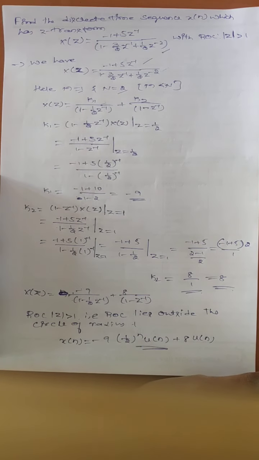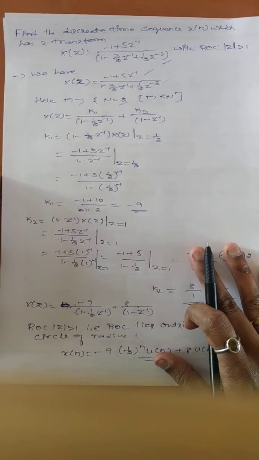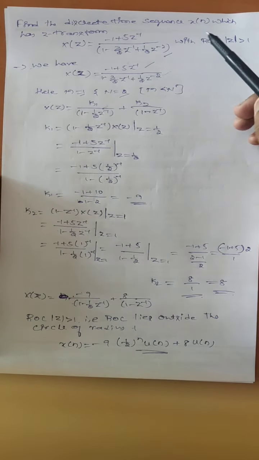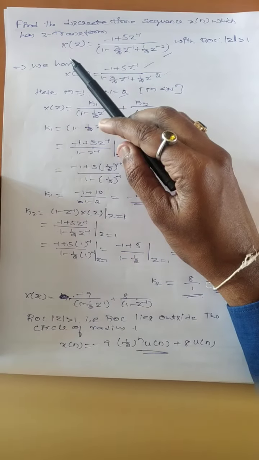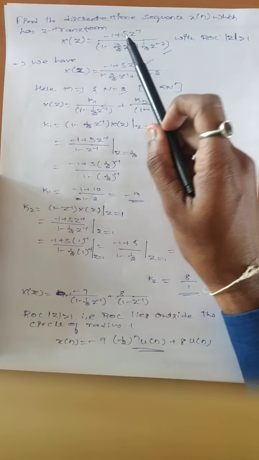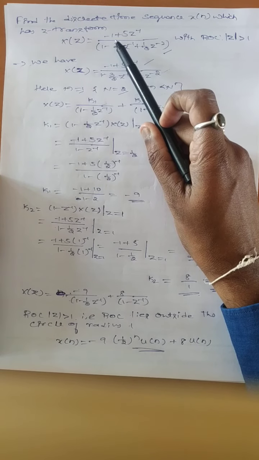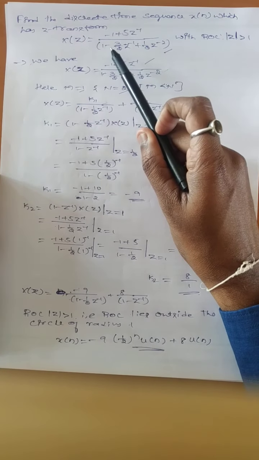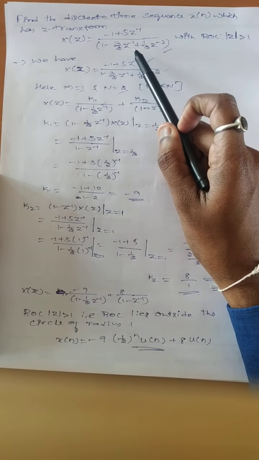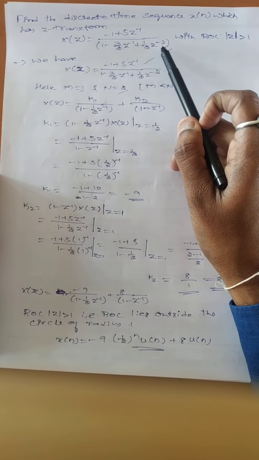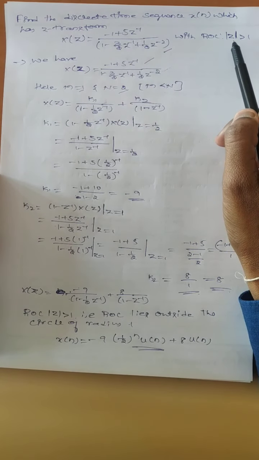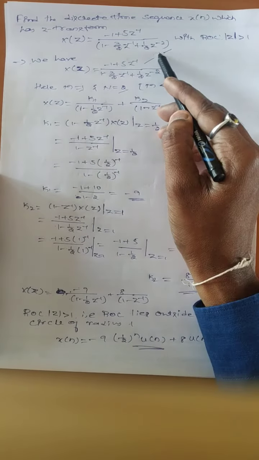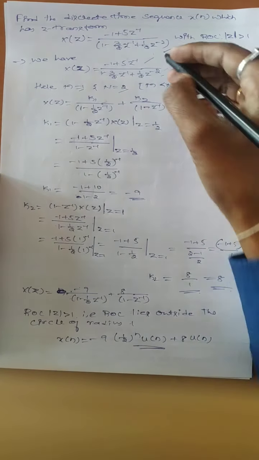So first we'll take a small example. Find the discrete time sequence x of n which has the z transform X of z equal to minus 1 plus 5 z inverse divided by 1 minus 3 by 2 z inverse plus 1 by 2 z to the power of minus 2, with ROC mod z greater than 1. This is the given equation.